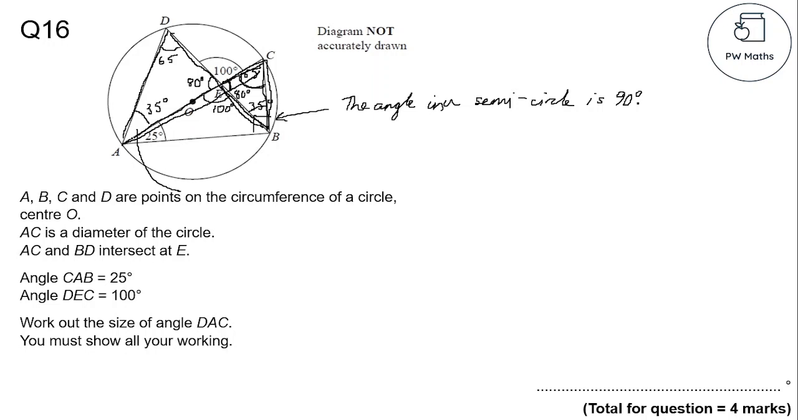Angles in the same segment are equal. Please write that as a sentence in the exam. Work out the size of angle D to A to C, answer 35 degrees.